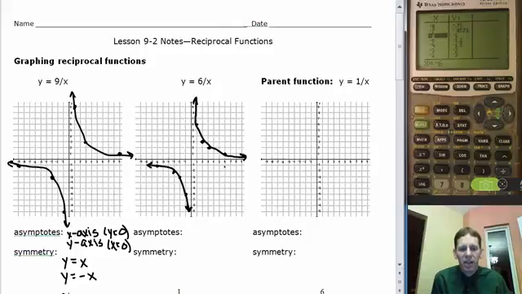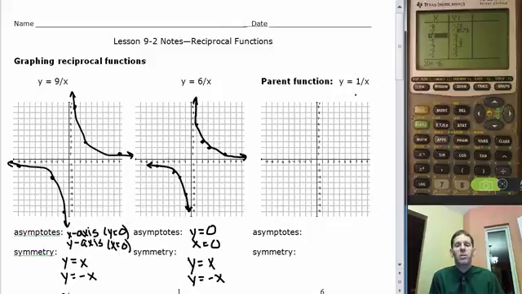It also has the exact same asymptotes we had before. You can call it the x-axis, y equals 0, and the y-axis, x equals 0. Same asymptotes, or same lines of symmetry that we had before, are y equals x and y equals -x lines. The parent function for all these graphs is the graph y equals 1 over x.